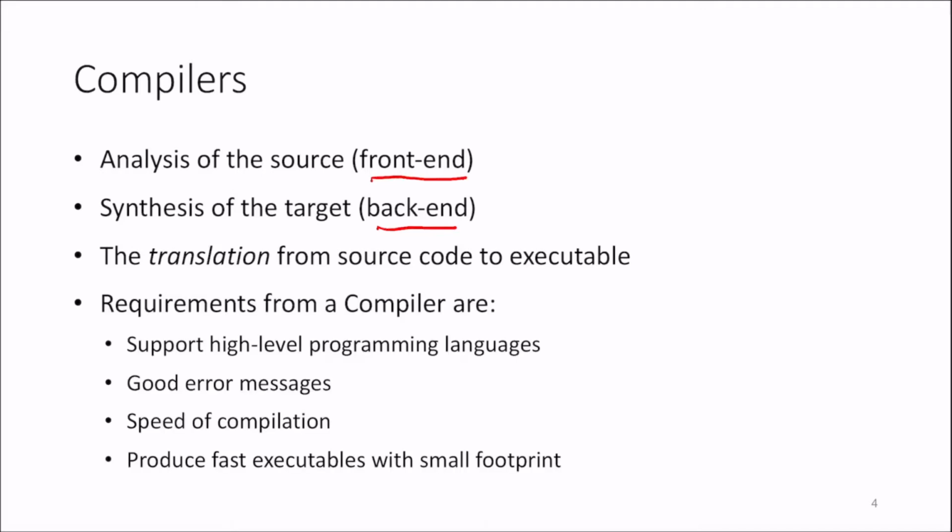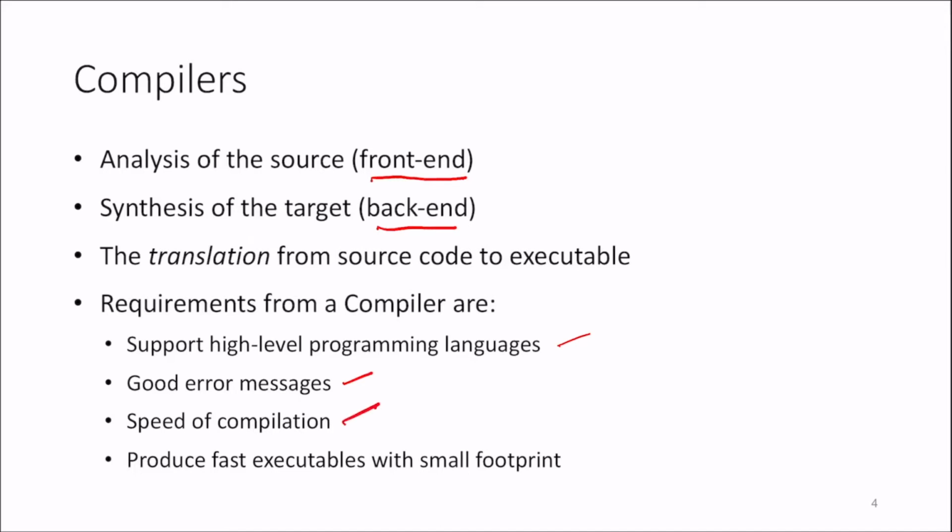Requirements for a compiler are quite simple. You need to support high-level programming languages. So your compiler should not say, oh, it's too difficult for me to handle functions. You should have the ability to deal with the high-level programming constructs that we're used to. It should have good error messages. It's quite frustrating doing programming, and a good compiler should tell you where the errors in your program lie so that you can fix them.